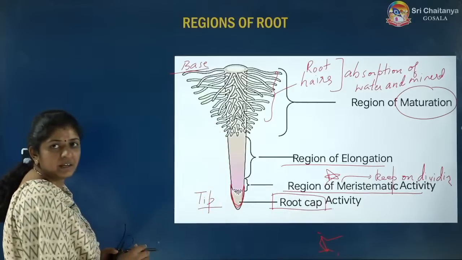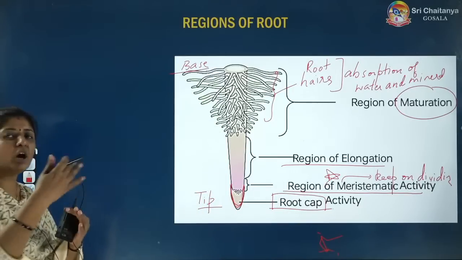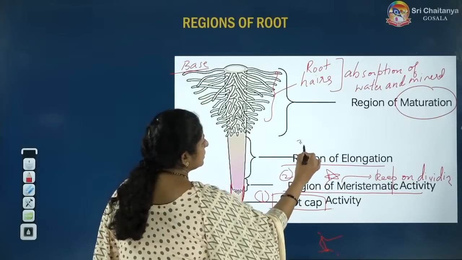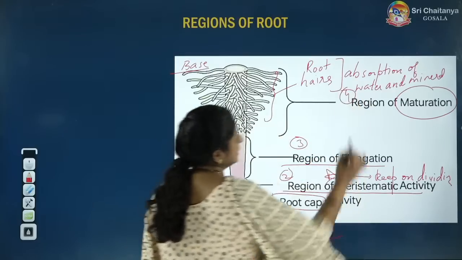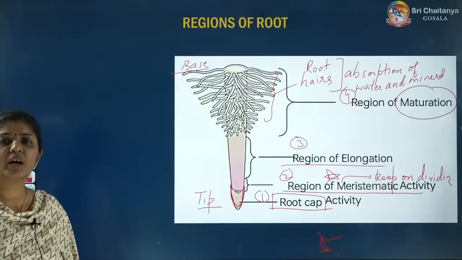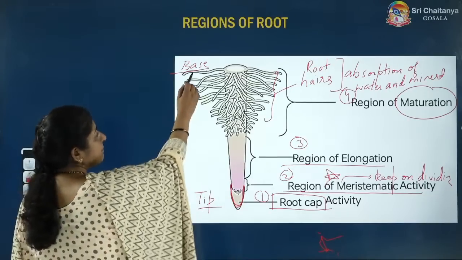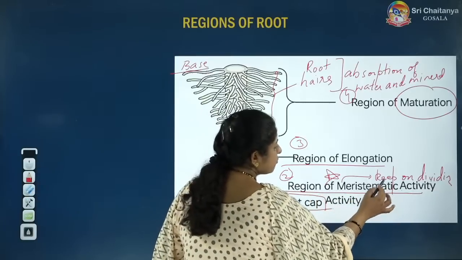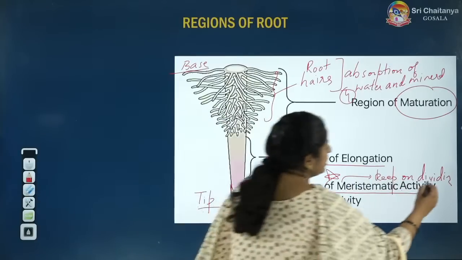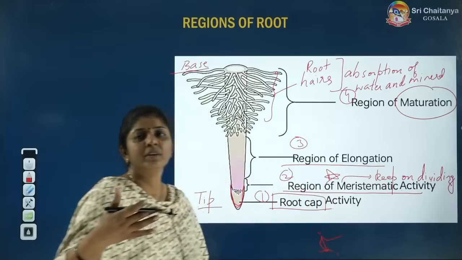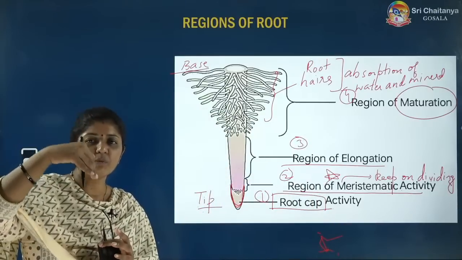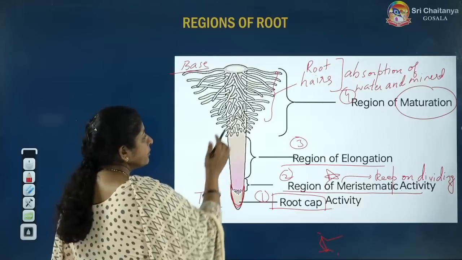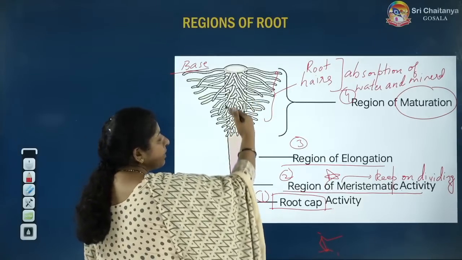Root cap. Fine. So I repeat, in total how many regions are there from tip to base? 1, 2, 3 and 4. Are you getting that? How many regions of root are there? 4. From where? Tip to base. Fine. So here, meristematic zone or activity is what? Where the dividing cells are there. The more the cells are dividing, the more it will start growing deeper. And the cell which is becoming mature, before maturation it has to elongate.